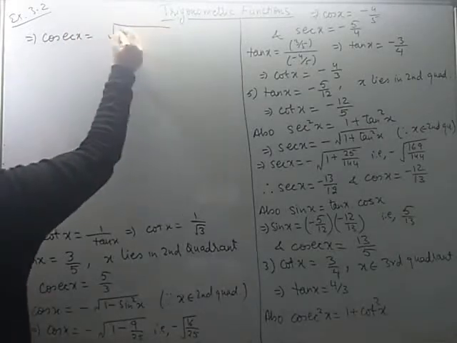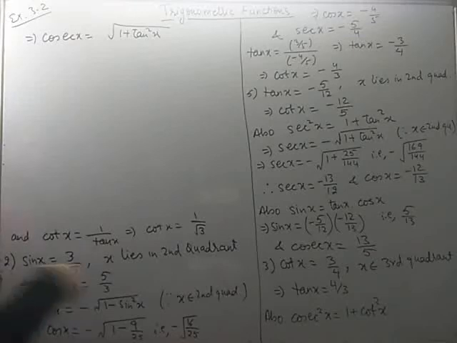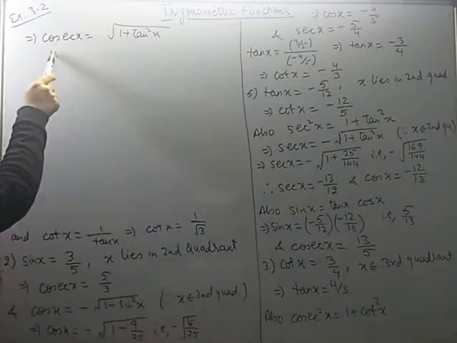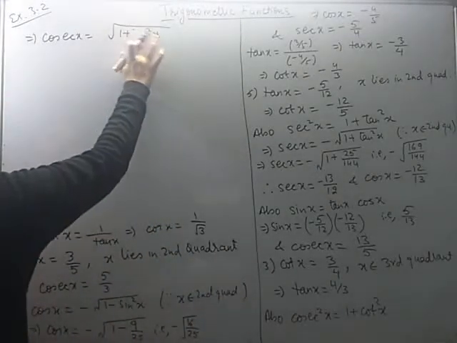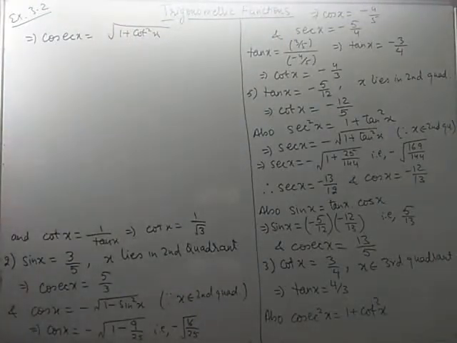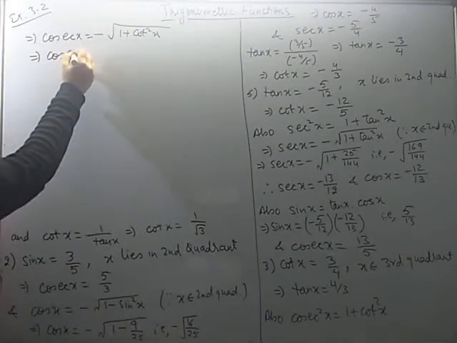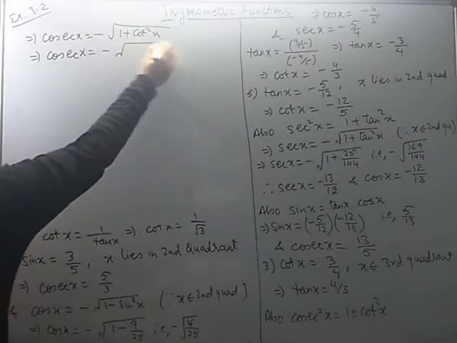So cosec x will be square root of 1 plus cot square x, since cosec square x is 1 plus cot square x. Then again, whether we need to put plus or minus sign, that will depend upon the nature of x. You can see x is in the third quadrant. And in the third quadrant, cosec is negative. So minus we will write here. Now put the value of cot x and get the corresponding value of cosec x.